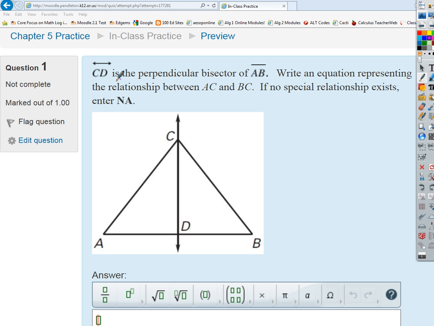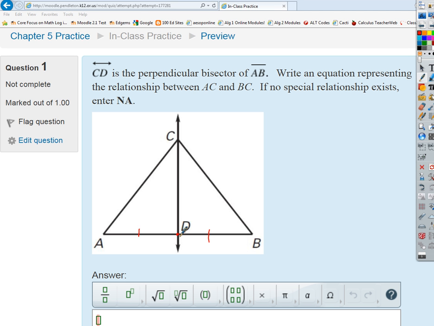Line CD is the perpendicular bisector of segment AB. What marks can I put on there to indicate that? Okay, I can put congruent marks. Where? Okay, so there and there, right? Yeah. Okay, because I know that the line bisects the segment, so it cuts it into two pieces.